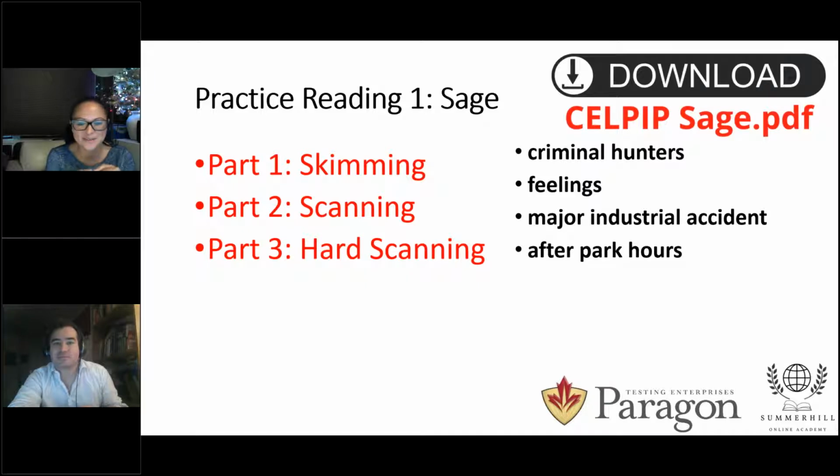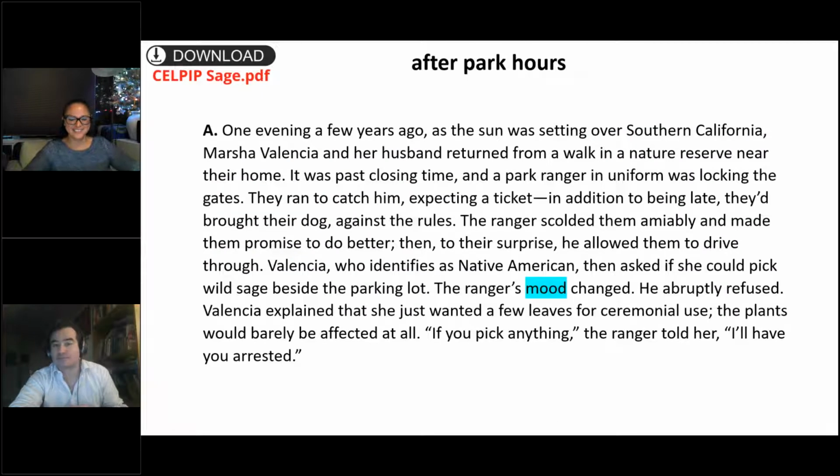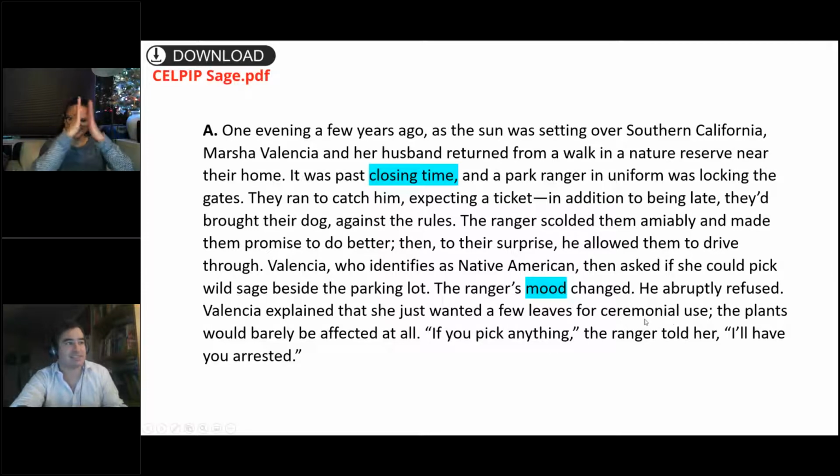Oh, nice. Somebody already got something. They found it, good. That's wonderful. Maybe this was easier compared to the industrial accident. Okay, so it's going to be in paragraph A. Yay. Okay, no, it's not mood. Anybody got it? We got a couple of people that got the right answer. Nice. That's very good speed. That's actually great. So, closing time, right? We found it.